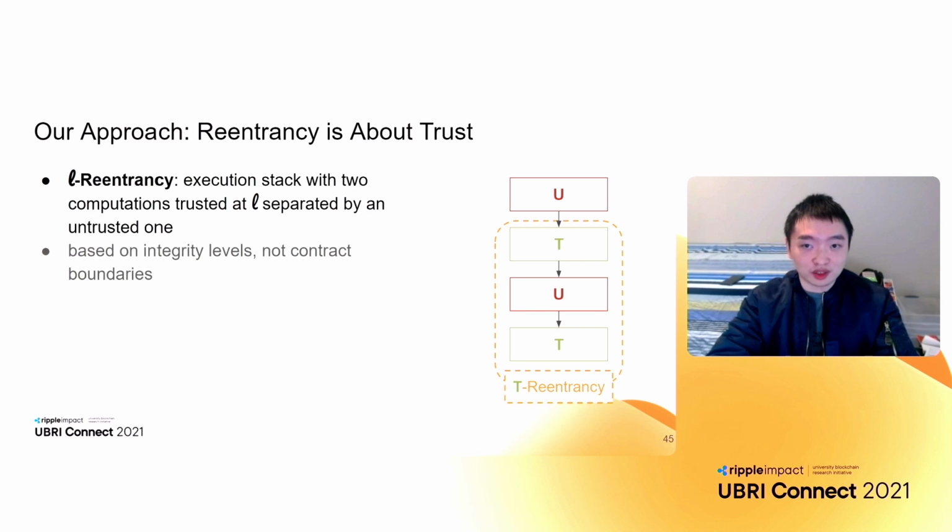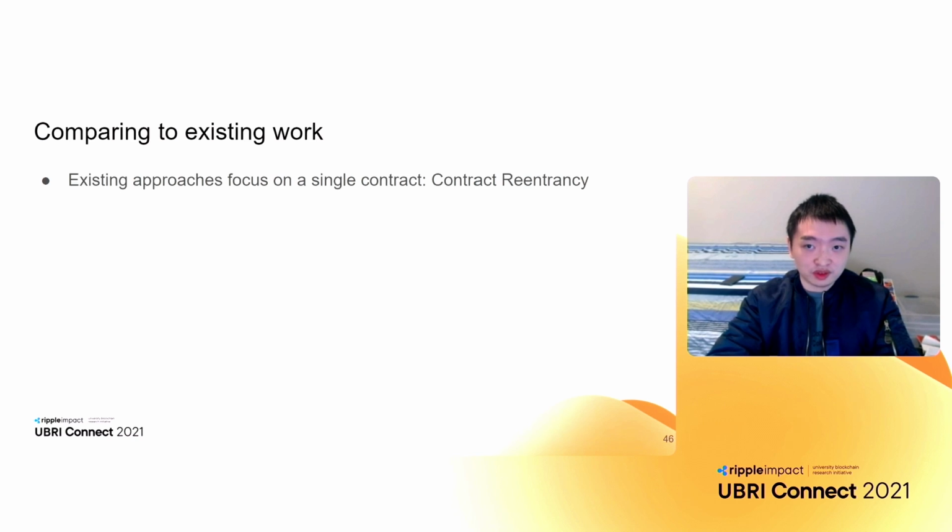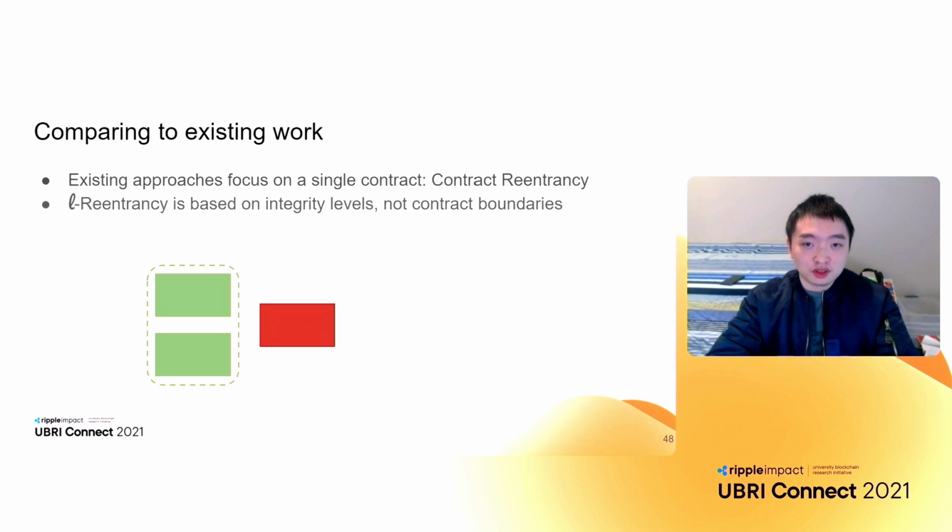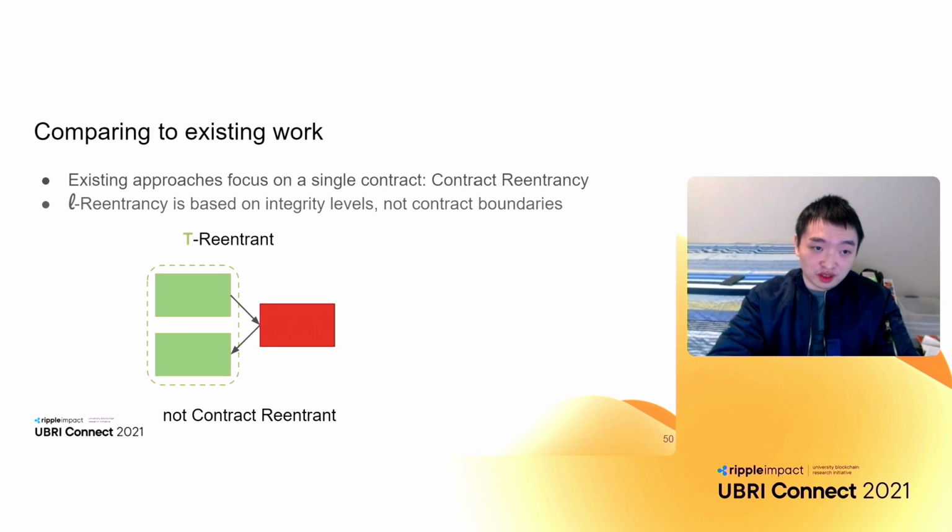Our definition avoids contract boundaries by defining reentrancy based on integrity levels. Comparing to existing work, because they focus on single contracts, that leads to contract reentrancy. Our definition, L reentrancy, is based on integrity levels, not contract boundaries. Suppose there is an application composed of two contracts, and one of them calls to an untrusted contract, which then calls to the other trusted contract. We consider this T reentrant because both contracts in this application are at the same integrity level T, and it got called back to this T level. But it is not considered contract reentrant because there's no calling back to any contract.